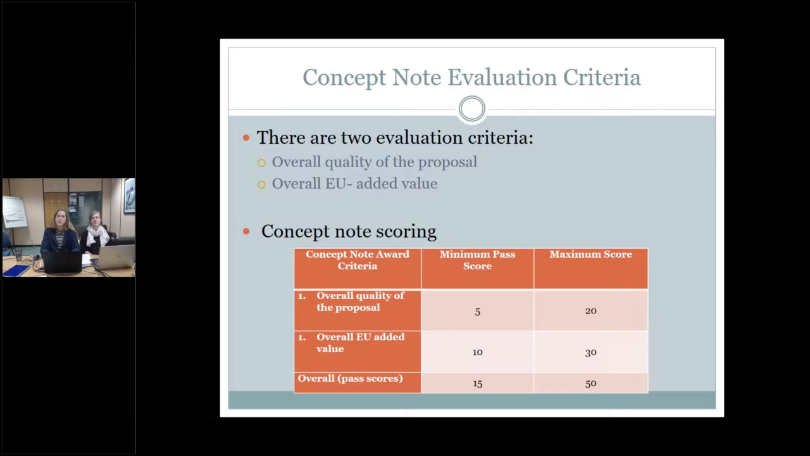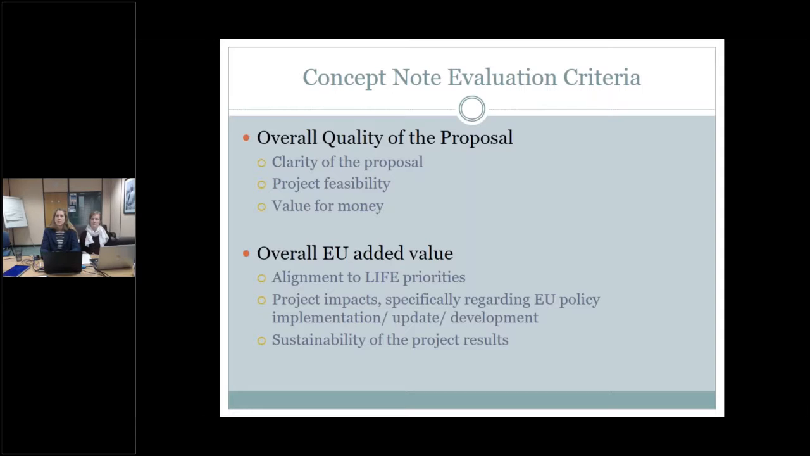I will now talk about the concept note award criteria, and I recommend that you have a look at the evaluation guidance, which is available on the Commission's website alongside the other call documents. Once you have submitted your concept note by the 17th or 19th of June, the Commission will assess it against two criteria: the overall quality of the proposal and the overall EU added value. You can receive a maximum of 50 points, and you need to gain at least 15 to make it over the threshold. The minimum pass score threshold varies between years depending on how many projects are on the shortlist.